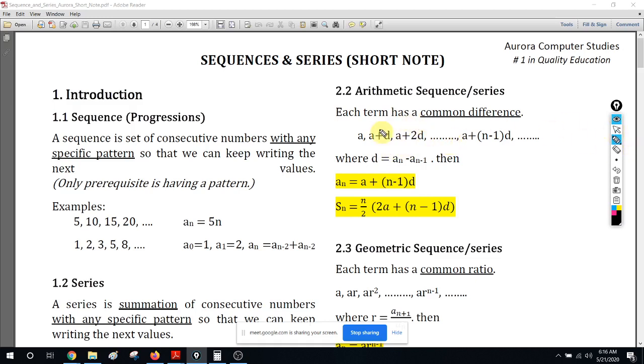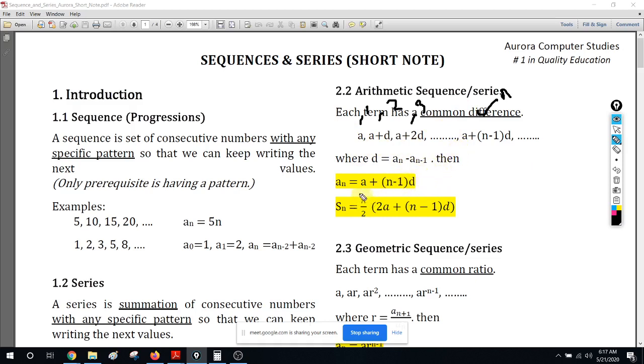Now you see the pattern again, because this is the first term, this is the second term, this is the third term. You can see when it comes to the third term, 2d. When it comes to the fourth term, 3d. Then of course, when it comes to the nth term, it is going to be a plus n minus 1 times d. So you don't have to memorize. Even you can write it. Of course, it will be in your mind, that is fine. But you don't have to forcefully memorize these things, because once you look at the pattern, you can get it by yourself.